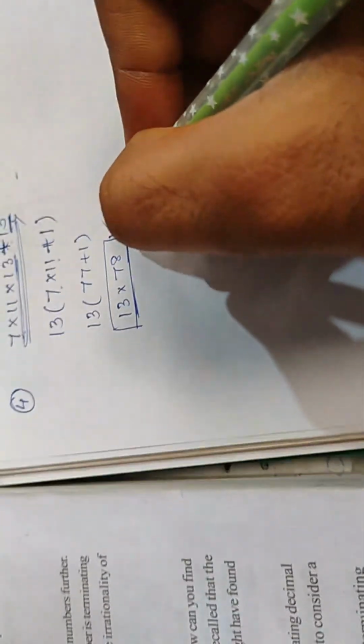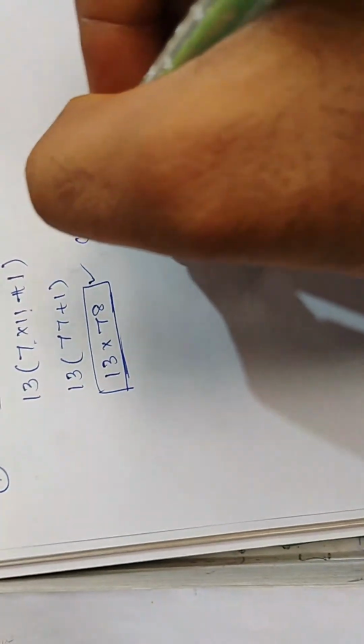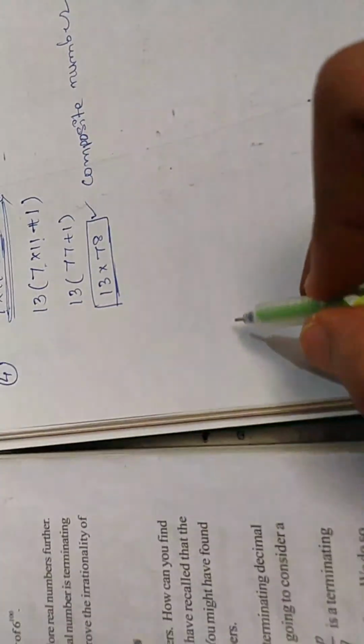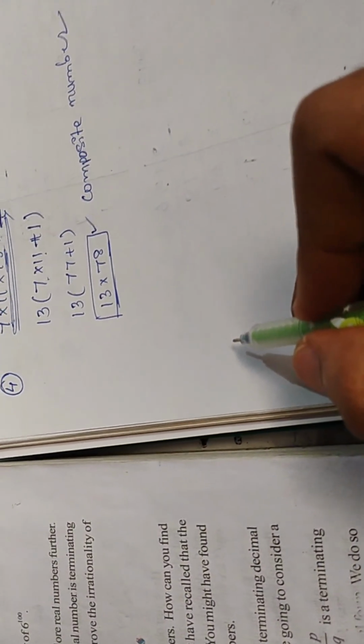How many factors are there? It is more than 2 factors. So it is a composite number. Understand? Next, one more word is given.